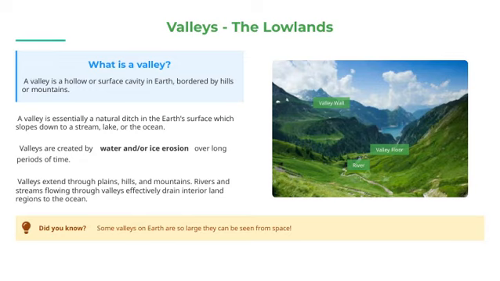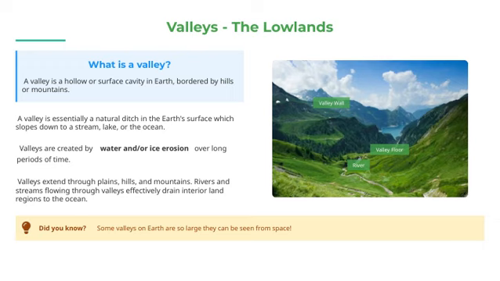Let's talk about valleys, which are often called the lowlands. So, what exactly is a valley? Well, a valley is basically a hollow or a surface cavity in the earth, usually bordered by hills or mountains. Think of it as a natural ditch carved into the landscape. It slopes down toward a stream, a lake, or even the ocean.